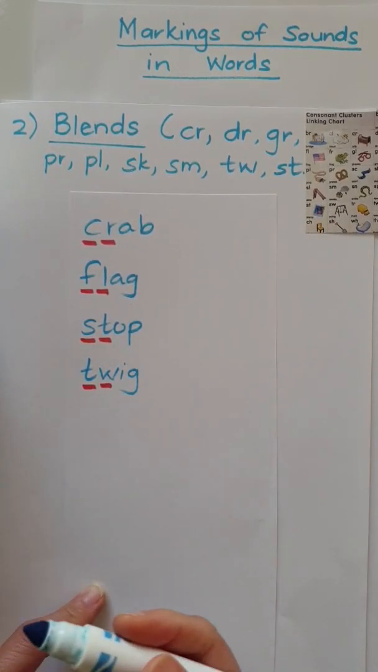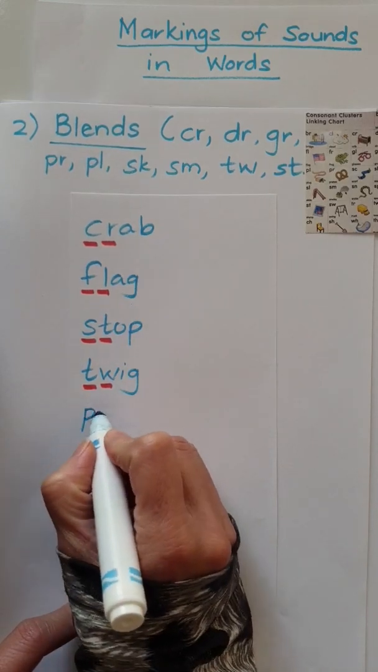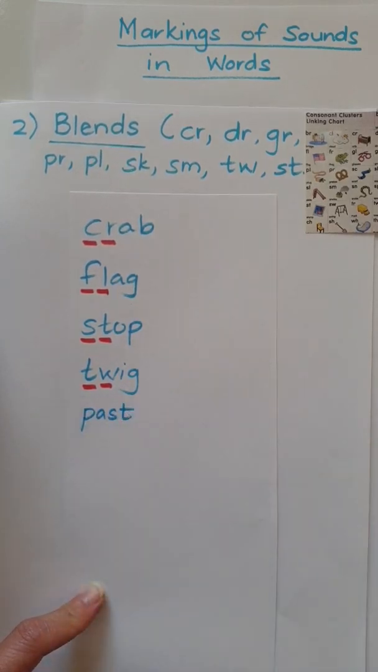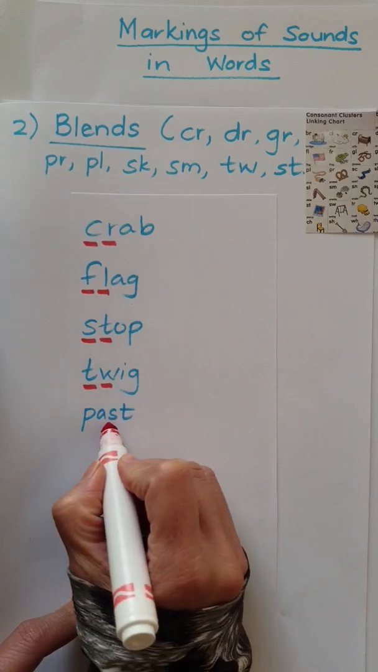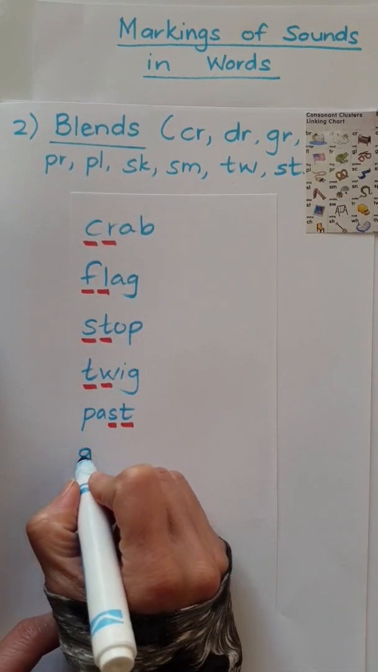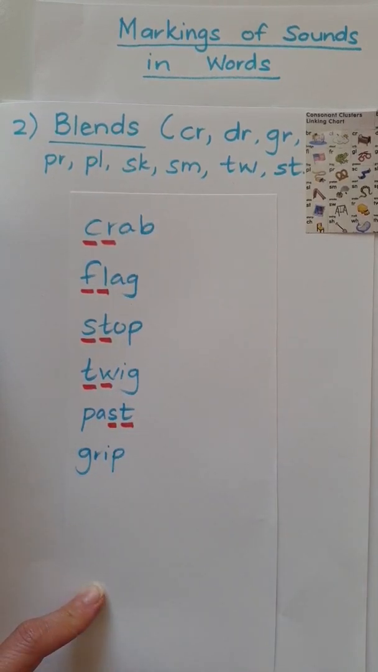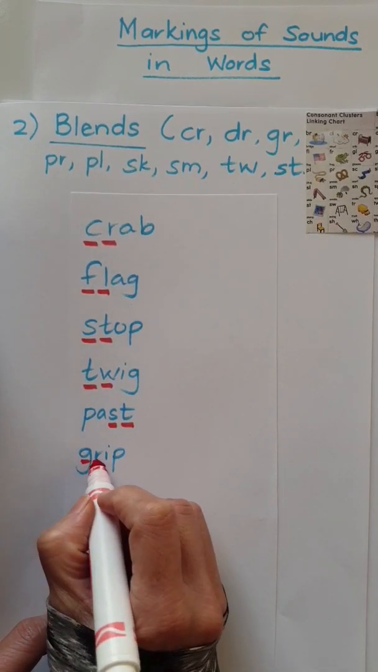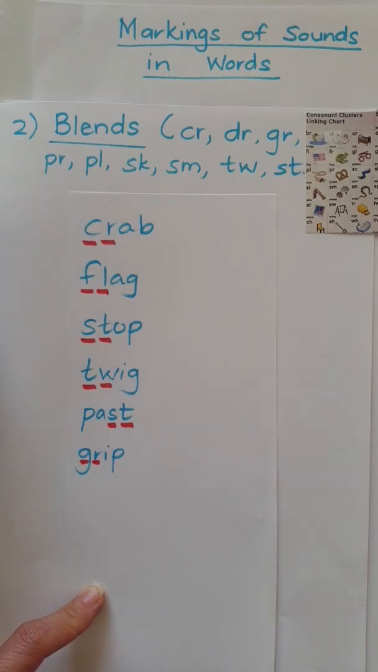And sometimes the blends can also end at the end of a word. So if that's the case, we underline again the blend like that. And then we're going to look at one more example, which is grip. And we know that the gr is our blend. So we underline each letter in a blend.